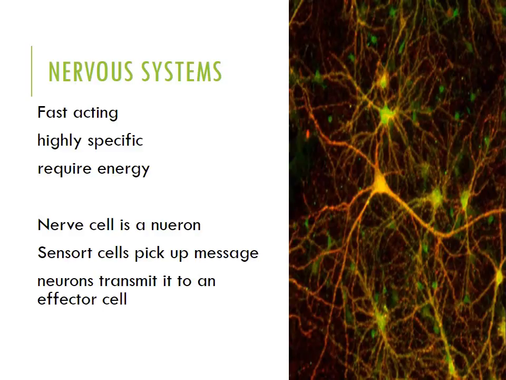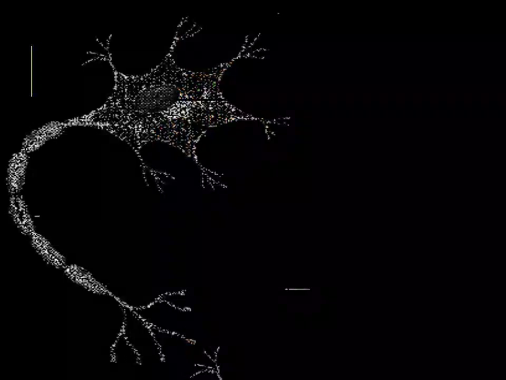Each nerve cell is made up of a neuron, N-E-U-R-O-N, and there are different sensors on cells that pick up on these messages, and these neurons must transmit their message to an effector cell. Remember, we talked about those cells being the ones that have the response to the stimulus. So you detect something and then you can have a nervous system response to that stimulus.